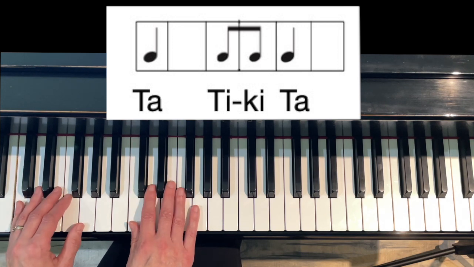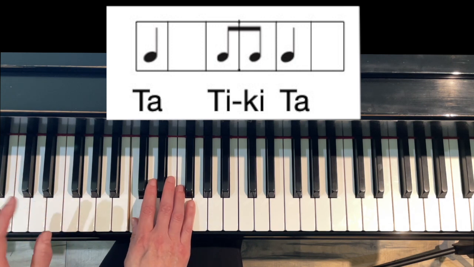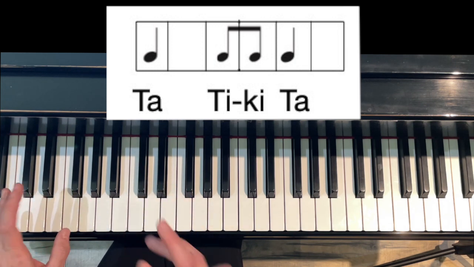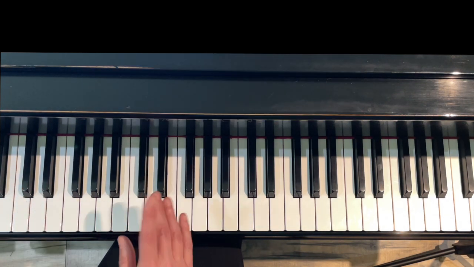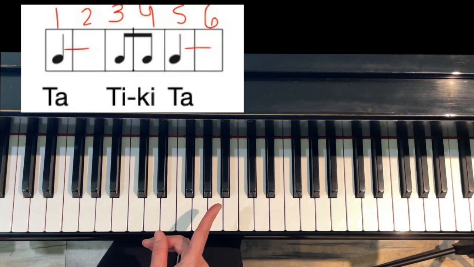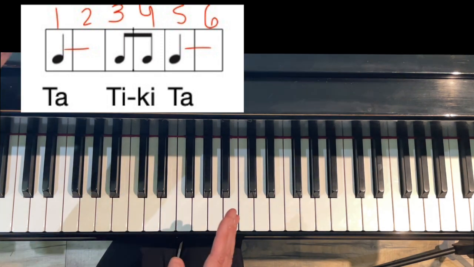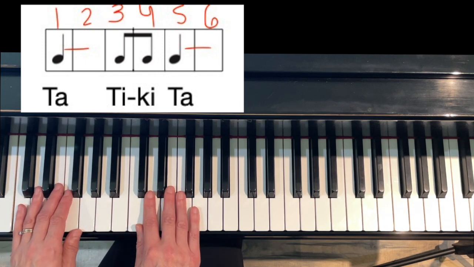If you feel those tikis, I'll play tikis in my left hand. Ta. So every ta is as long as 2 tikis. So now, if I number this rectangle to 6 like I did before, you can see that the ta, tiki, ta can be used to represent the 3 against 2 rhythm.